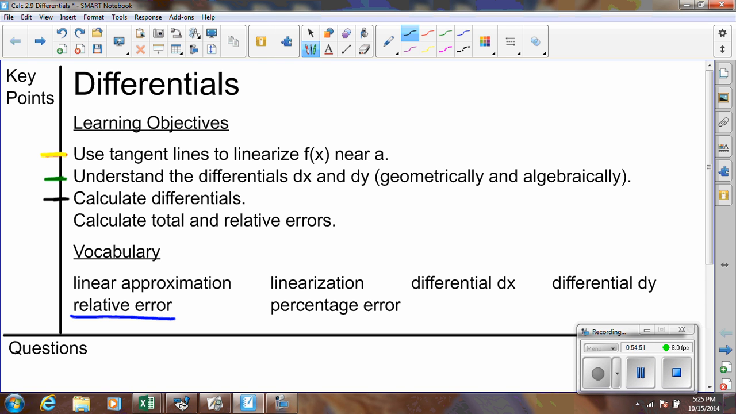And then we saw, with our last problem, that you could use differentials to calculate the total amount of error and the relative or percentage error in a problem. Those things combined tell us all the pieces that we would need to know for now about differentials.